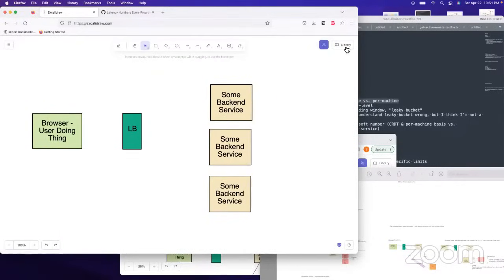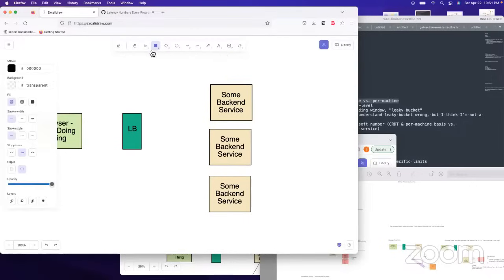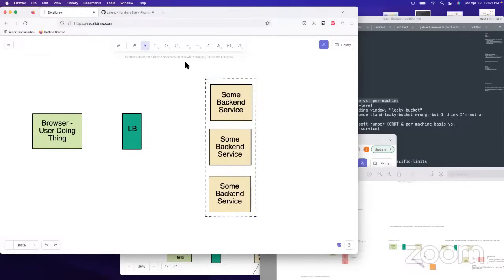So we've got our horizontally scaled service, and I think I'm going to draw a dashed line box around this whole thing as well, to show it's one service. You just have one backend service.